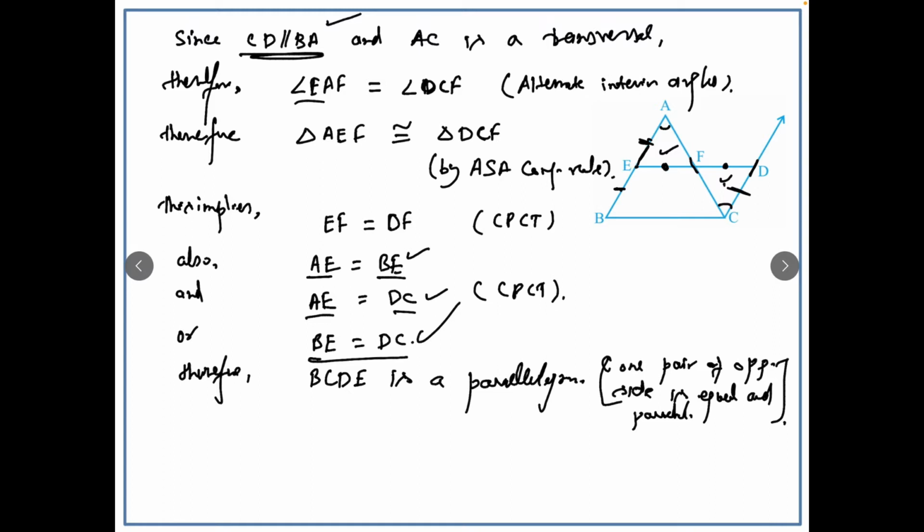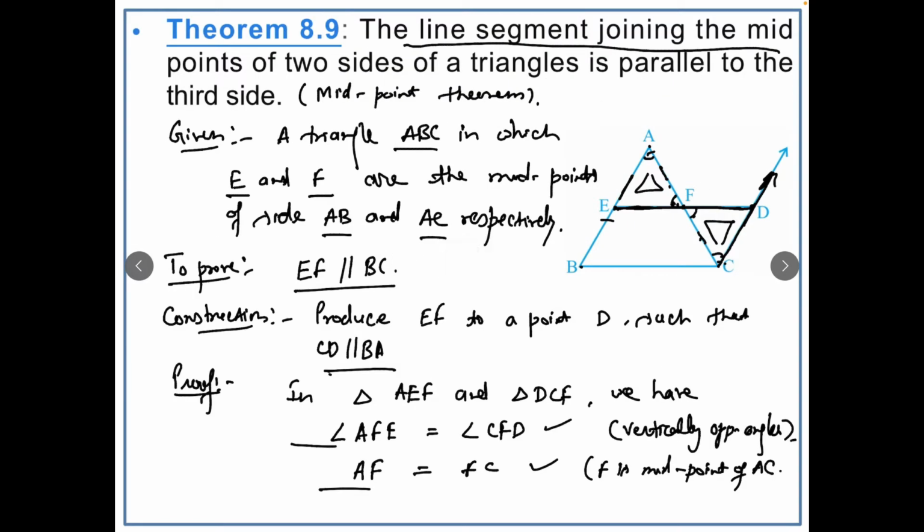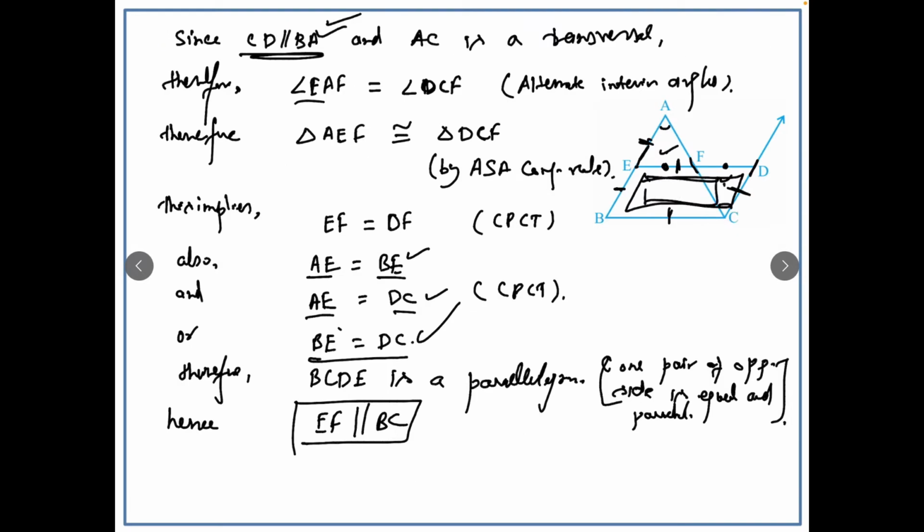This BE is half of the side BA. So we got one pair of opposite sides equal and parallel, therefore we can say that BCDE is a parallelogram. Hence its other two opposite sides, that is EF, will also be parallel to BC, and that's what we were asked to prove. Once we have proved that this is a parallelogram, its opposite sides will be parallel. So its opposite side EF will be parallel to BC.